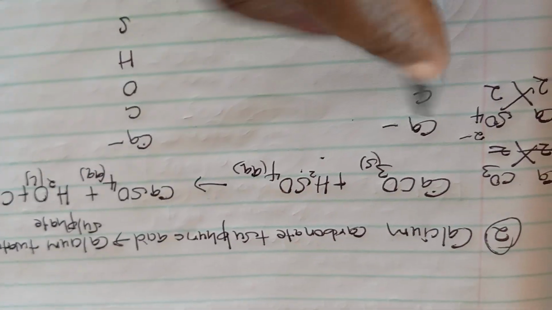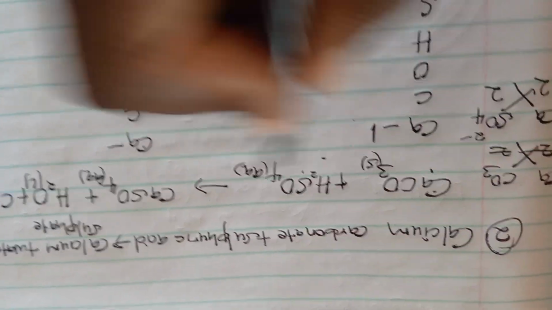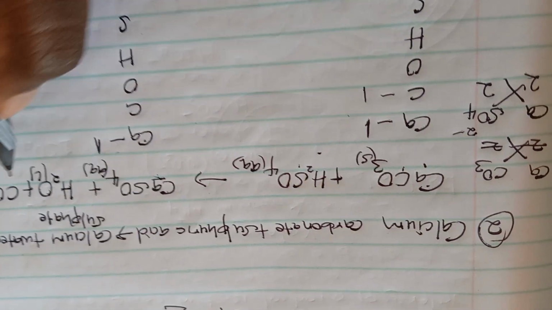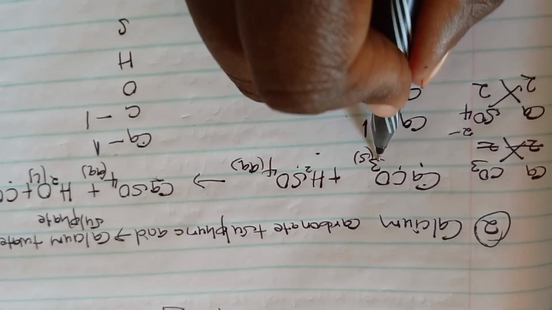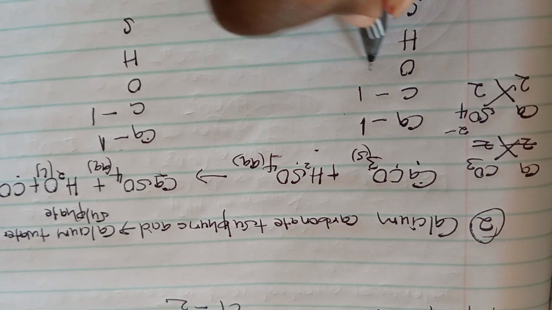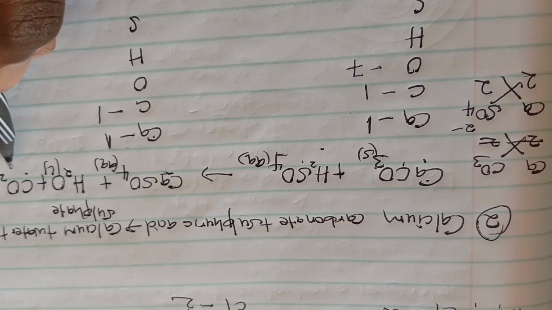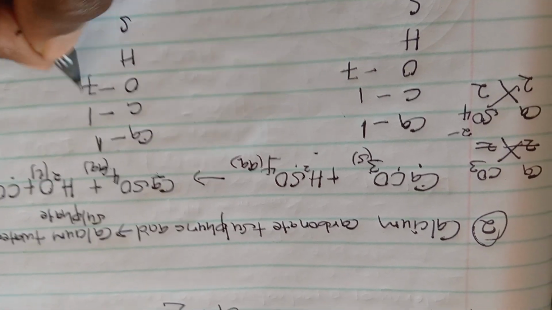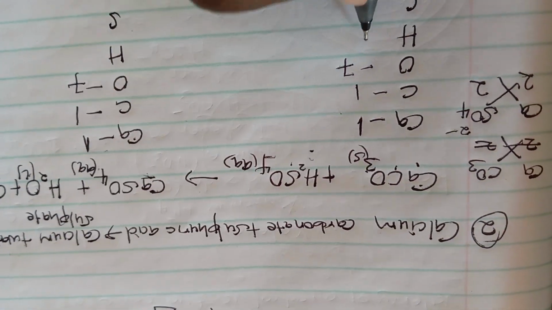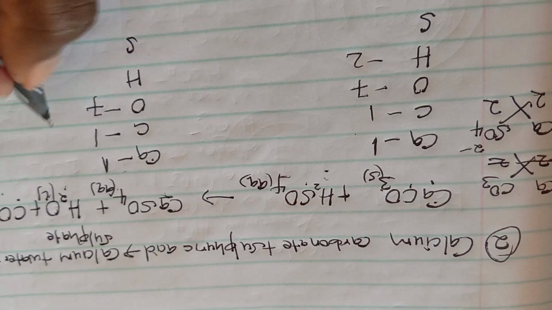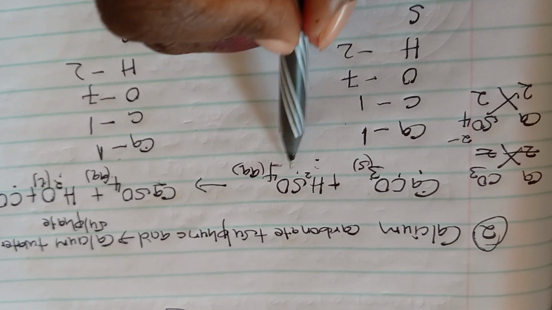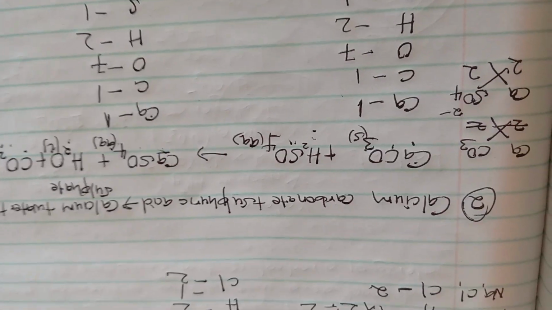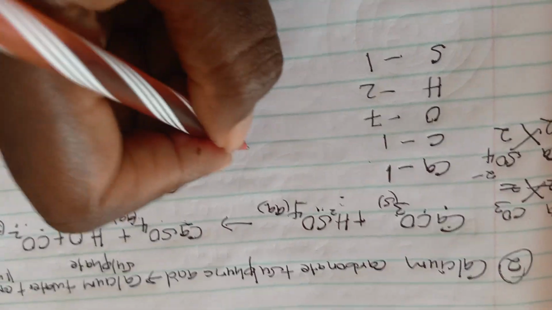So you start asking yourself, how many calciums do we have here? We have 1. This other side we have 1. Carbon we have 1. This other side we have 1. Oxygen we have this 3 plus this 4, that is 7. This other side we have this 2 plus 1, that is 3, plus 4, we have 7. Hydrogen here we have 2, hydrogen here we have 2. Then sulfur here we have 1, and sulfur here we have 1. So your equation is balanced.